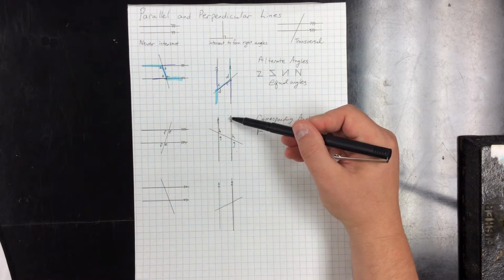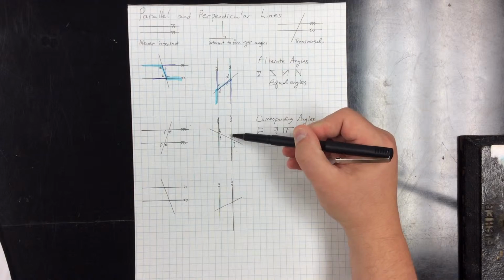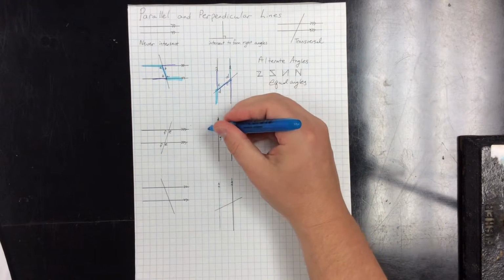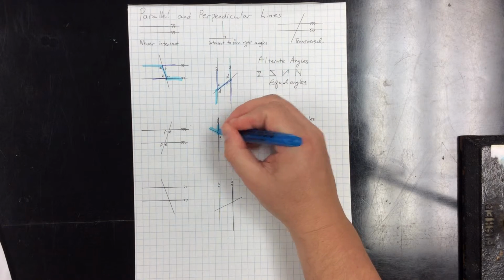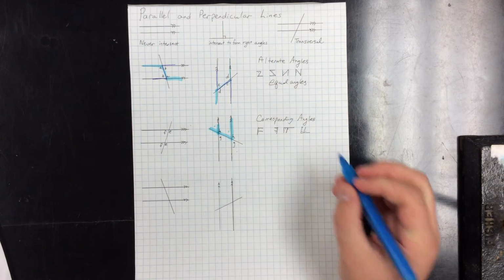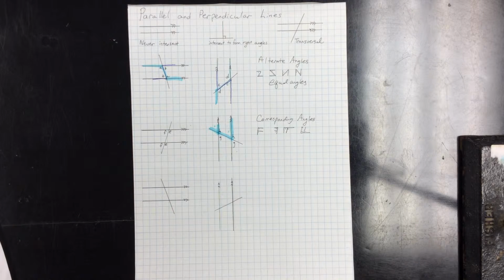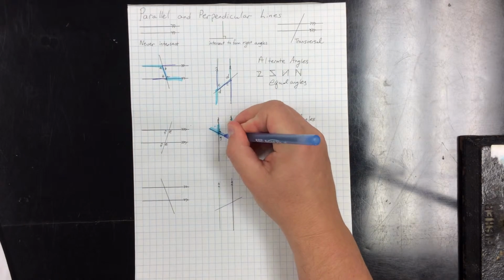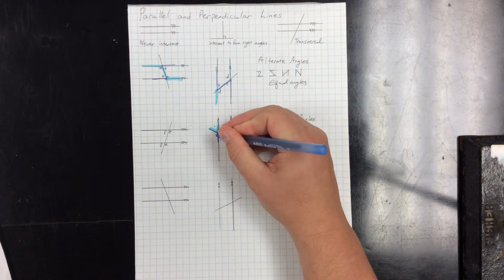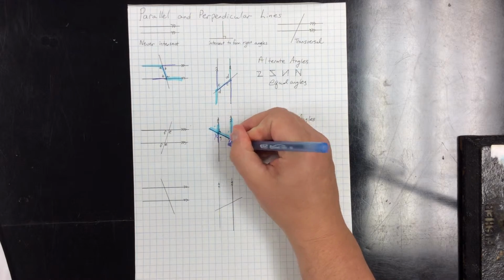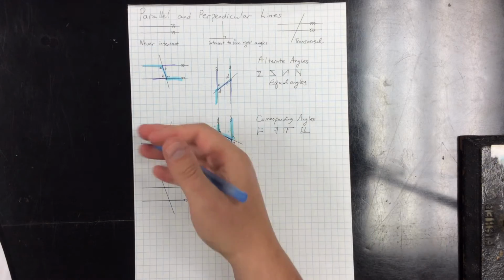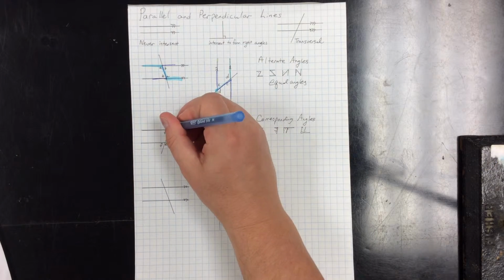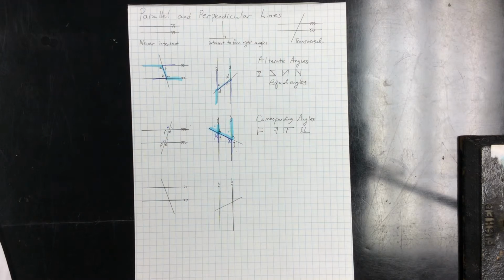And you might have already noticed as well that I have it going the other way, or I have another F shape coming up like this, meaning this angle and this angle are also equal to each other. And going the other way, this angle and this angle are also equal to each other. I could do the same thing on this going the other way. This one and this one are the same, and this one and this one are the same.